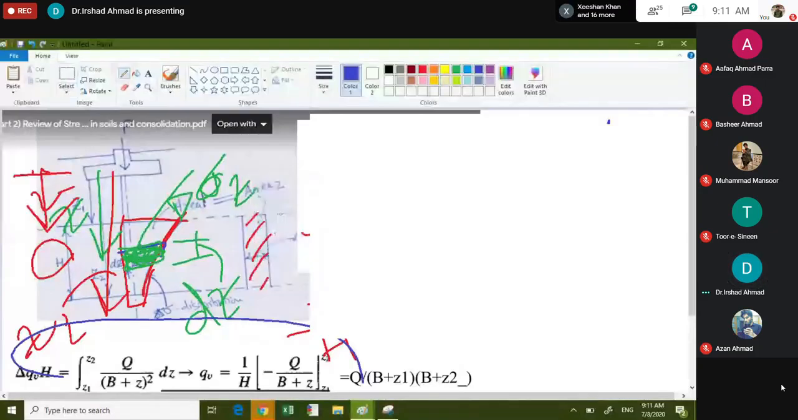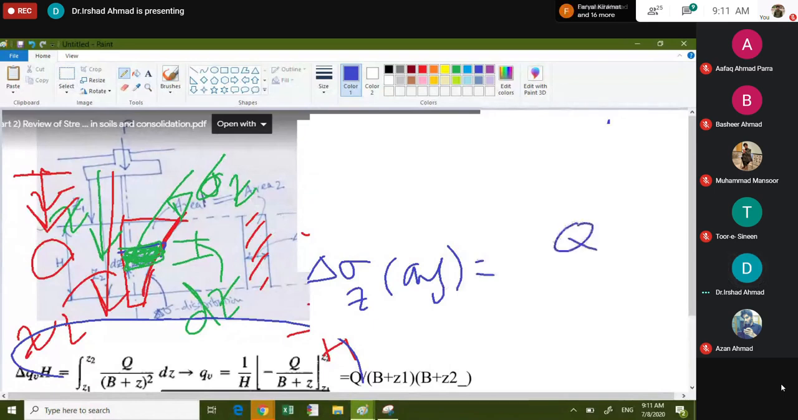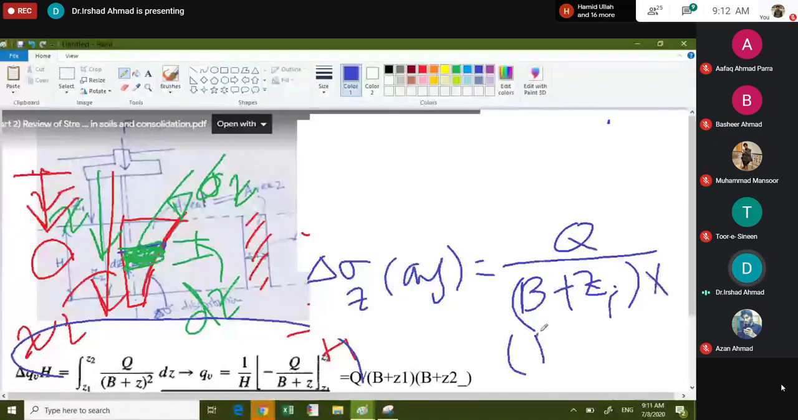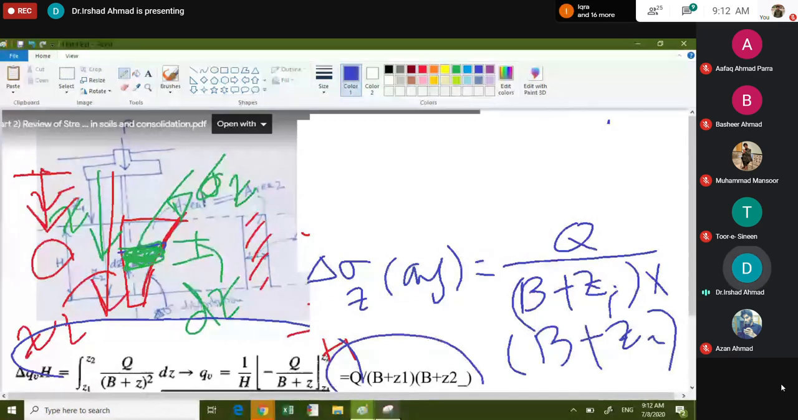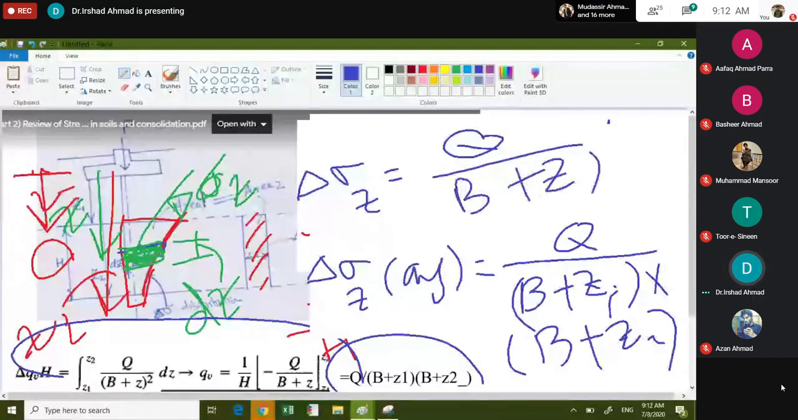delta sigma average is equal to Q divided by (B plus Z1) into (B plus Z2). This is the equation, you see. This is for average. But what is the difference between these two? Can anybody tell me? What is the difference between these two equations?